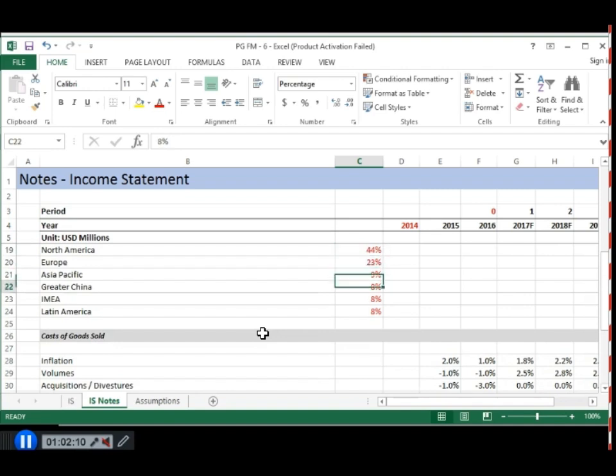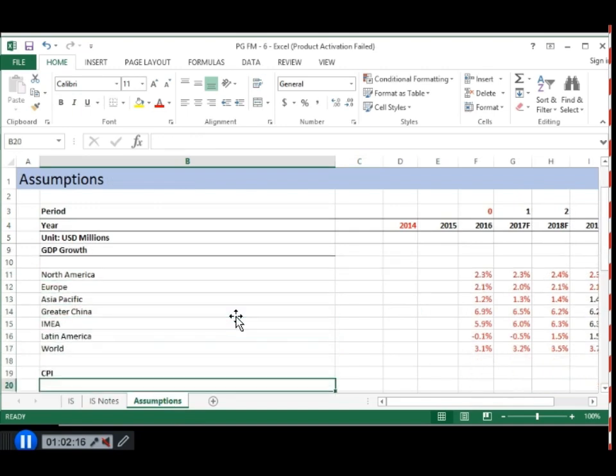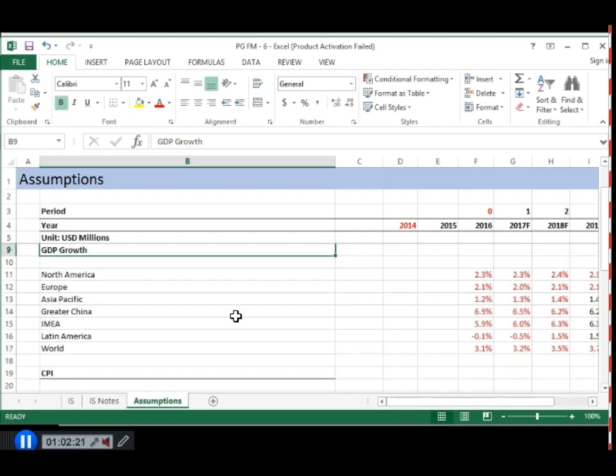Okay, so we are done with the cost of goods sold forecast. Now we are moving on to SG&A. So here we had macroeconomic, in which we had CPI and GDP growth.